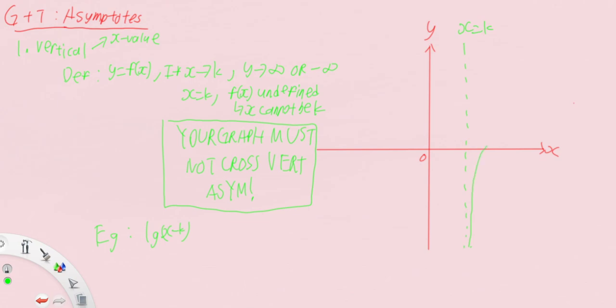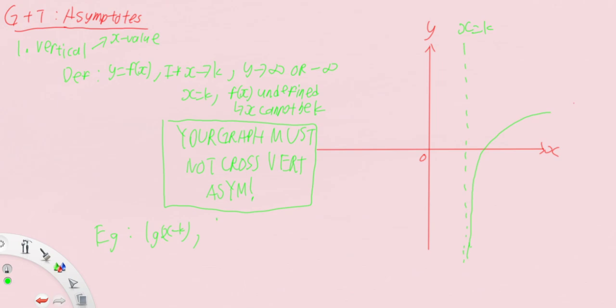It gets very close to the asymptote, but you'll never cross, and you'll just go all the way down to negative infinity, right? So whenever you have an asymptote, you must not only draw the asymptote, but your graph must be very close to the asymptote. So this is one example of your vertical asymptote.